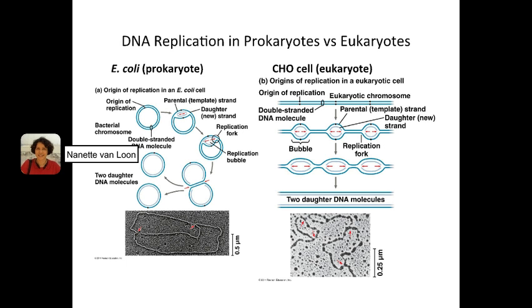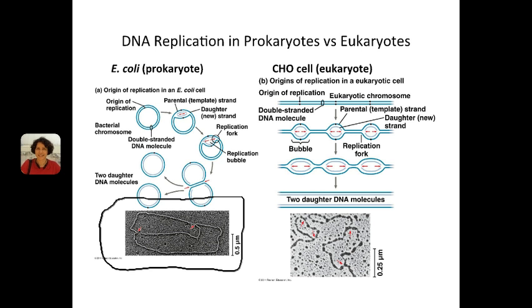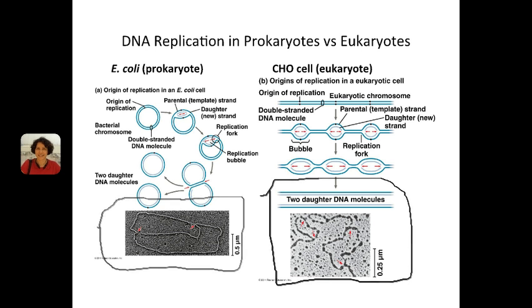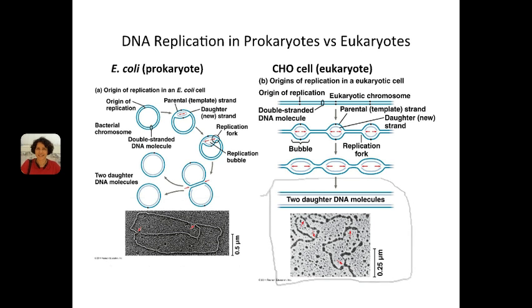This slide shows basically similar information as the previous one. It also shows us a little electron micrograph of the process of DNA replication in both prokaryotes and in eukaryotes. So in prokaryotic DNA, it's just 1 origin of replication, and the process proceeds bidirectionally from there. And in eukaryotes, there are multiple origins of replication, and there are 2 forks for each origin.